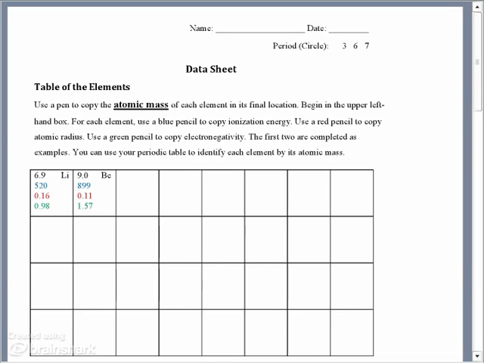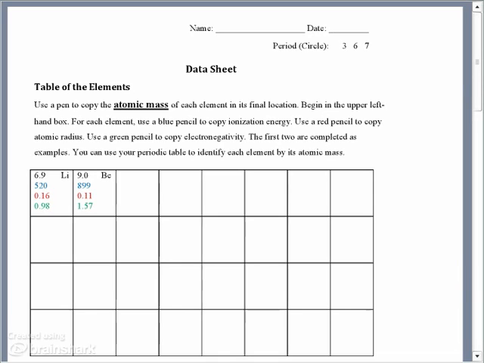So you will use a pen to copy the atomic mass of each element in its final location, beginning in the upper left-hand box. For each element, you will also use a blue pencil to copy its ionization energy. You will use a red pencil to copy its atomic radius, which is in angstroms. And you will use a green pencil to copy the element's electronegativity, which is in electronegativity units. We will not be writing the units in the data table itself. The first two have been completed as an example.